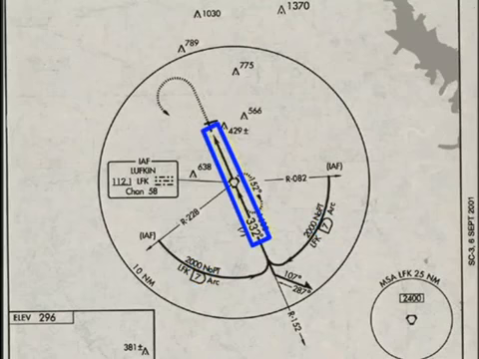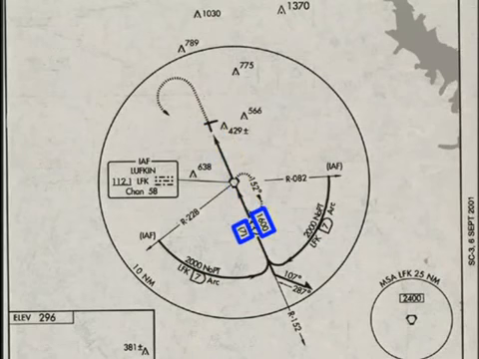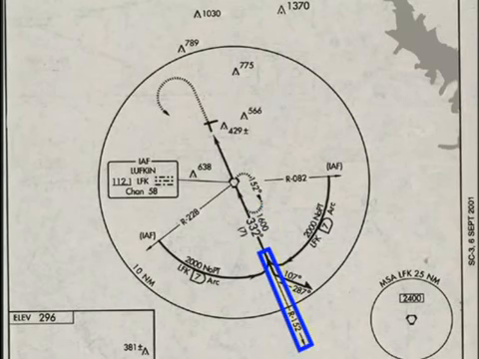The final approach or inbound course is shown. In this case, the course also includes a minimum altitude and distance to the nav aid. The reciprocal course is shown as a radial from the VORTAC.